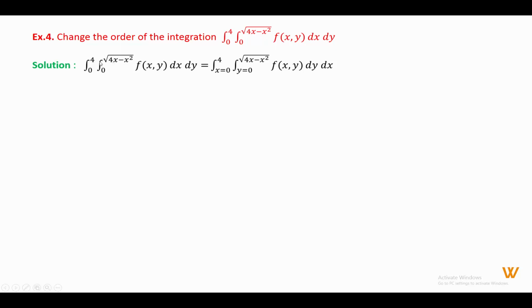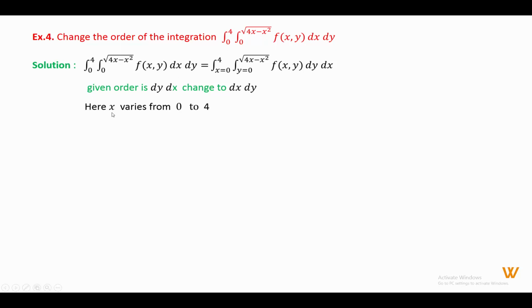This is the value of y. So first, the integration limit values of x. So the integral is x varies from 0 to 4, y varies from 0 to square root of 4x minus x square, f of xy. Now this is integration with respect to y, dy dx. The order in the given integration is dy dx. Change this order to dx dy. Now find the new limits by using the new order.